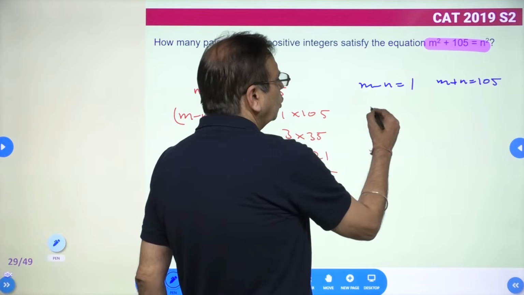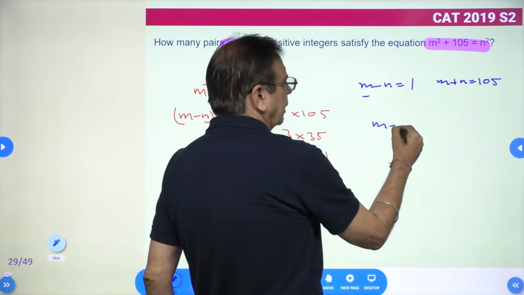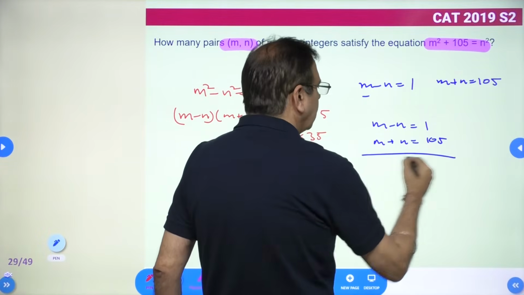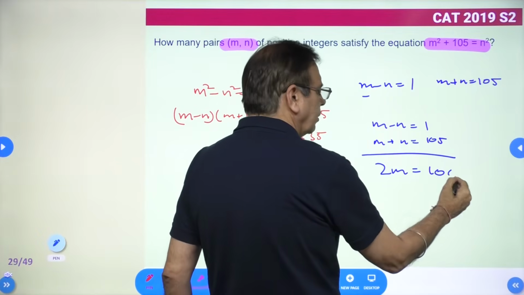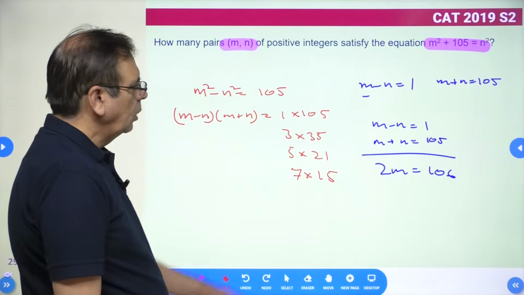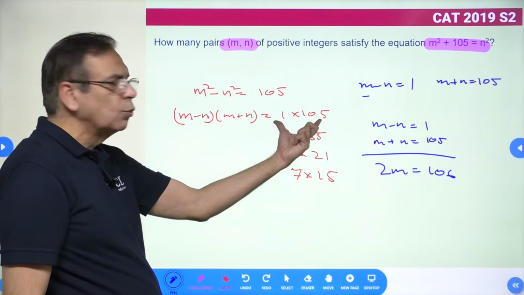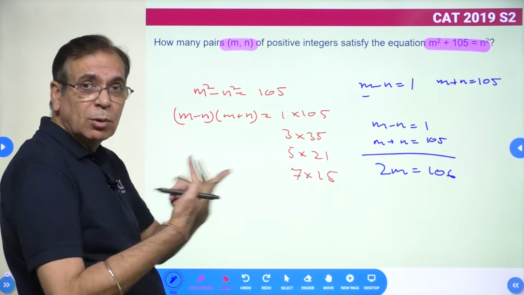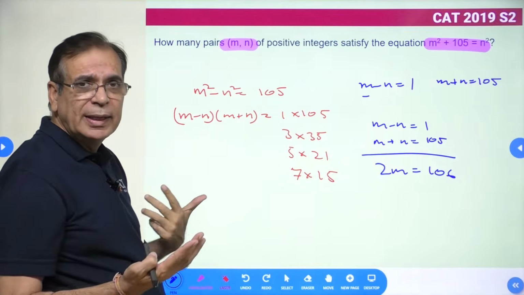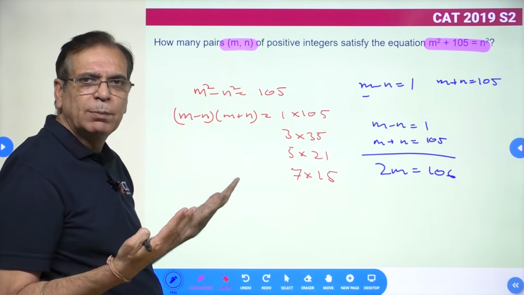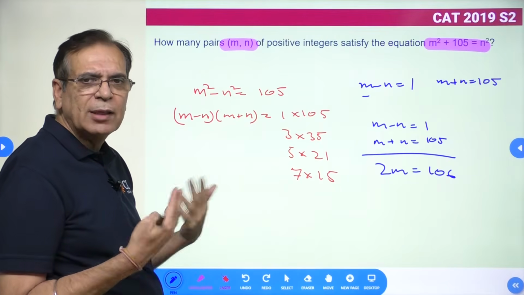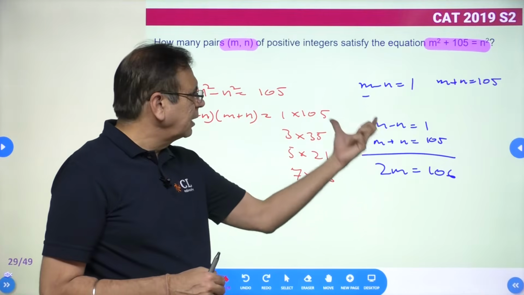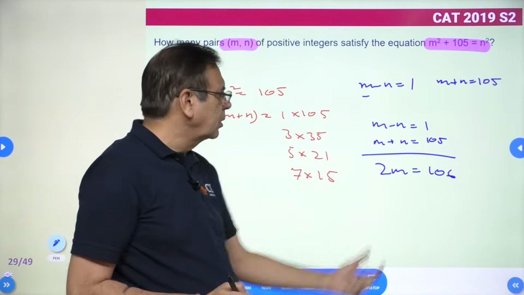Now if I add both of them, what do I get? If we look at m minus n equal to 1, m plus n equal to 105, if I add both of them, I get 2m equal to 106. Right? So m will be an integer. Why? Because the sum of these two will be even. You should know this. In fact, this is something you do in upstream, downstream also. If the upstream speed is x and downstream speed is y, speed of boat will be x plus y by 2. Speed of river will be x minus y by 2. Exactly that is what we are doing here. So this should tell you that effectively if I add two of them, I will get an even number.